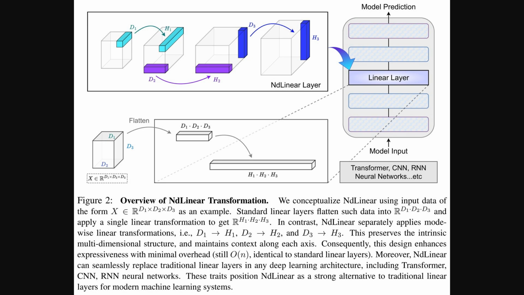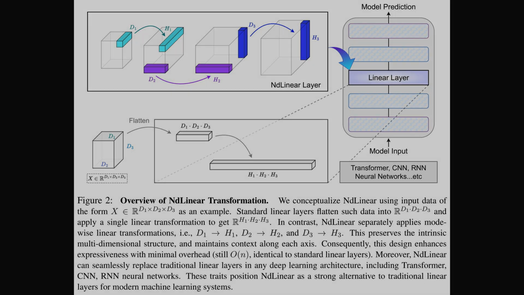Okay, so building on that idea of efficiency and preserving structure, Figure 2 here gives us a nice visual comparison. Down at the bottom you see the standard approach, taking a multidimensional input like a cube, flattening it completely, and then applying the linear layer. But look at the top path. That's NdLinear. It takes that same cube, but processes each dimension separately, transforming D1 to H1, D2 to H2, and D3 to H3, all while keeping that original cube-like structure. It really shows how it avoids that flattening step we talked about.